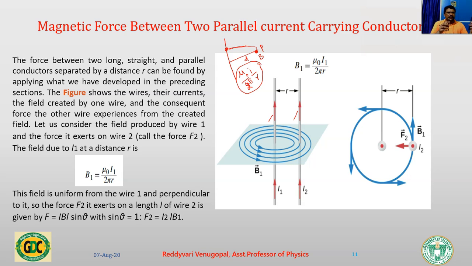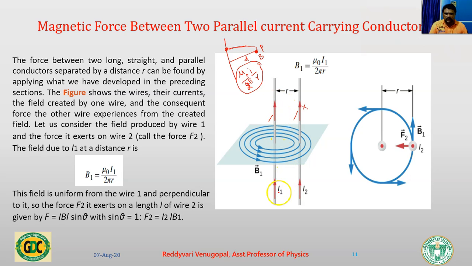Now what we are doing, we are bringing one more conductor carrying a current I2 into the magnetic field of the current carrying conductor I1, and we are placing it at a distance of R from this wire. So the situation will be like this, as shown in this figure. Just observe here. For the timing, just forget about this wire.